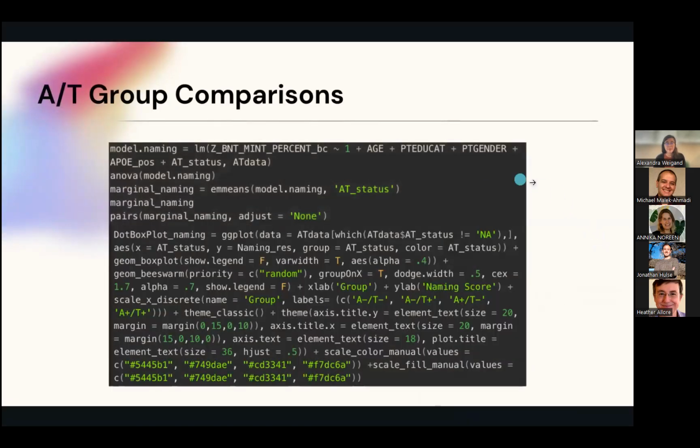Here's just another example of some of the code used. Again, a pretty straightforward linear regression model here, looking at a cognitive variable here as the outcome, with age, education, gender, and ApoE positivity as the covariates, and that amyloid tau status variable as the predictor of interest. And then again, I used those beeswarm plots and overlaid on box plots to depict the group differences.